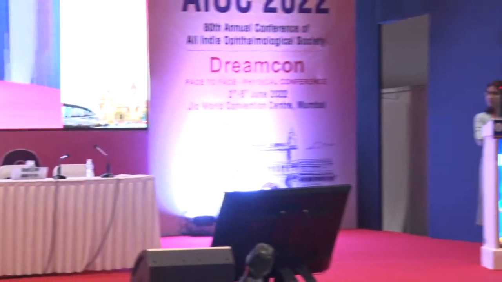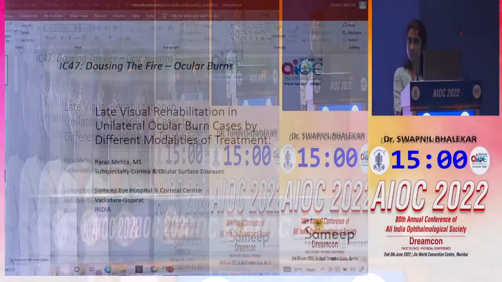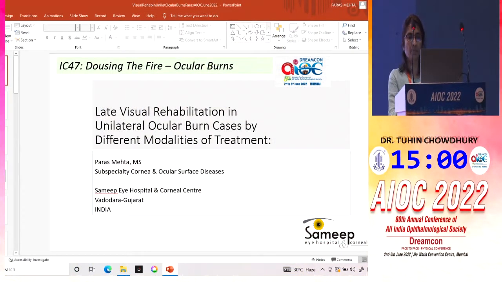This is by Dr. Paras Mehta, who is a distinguished cornea and ocular surface surgeon from Vadodara, Gujarat. She is talking about late visual rehabilitation in unilateral cases where the other eye is normal and the patient has got a chemical injury in only one eye. So she is going to talk about how to rehabilitate those patients and give them vision in ipsilateral cases.